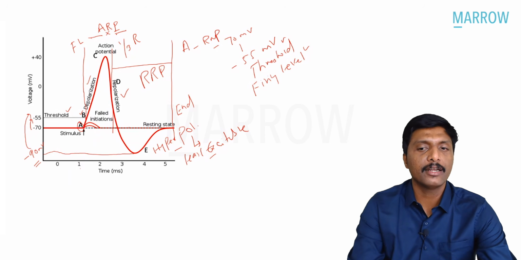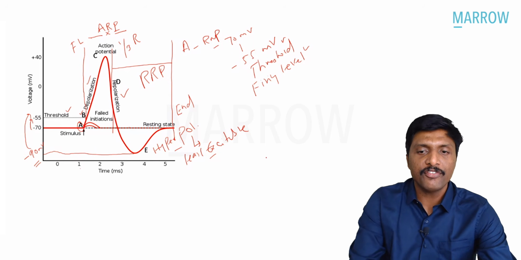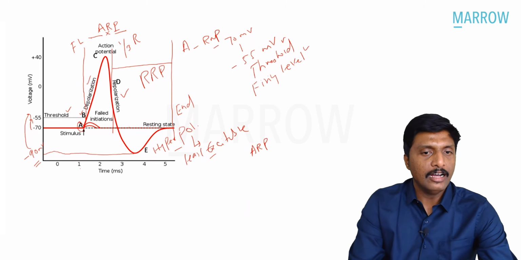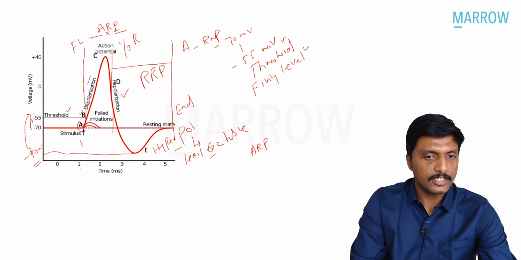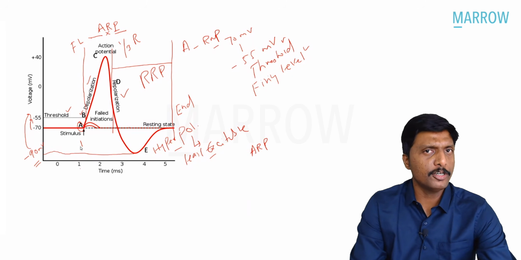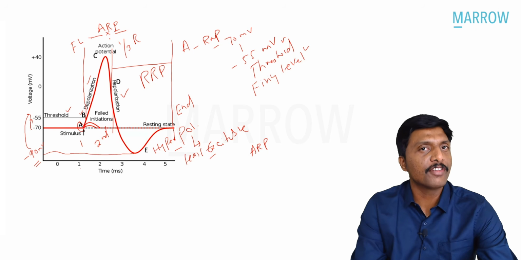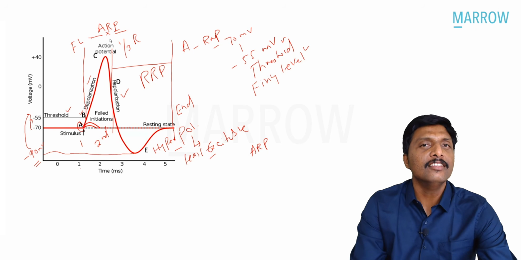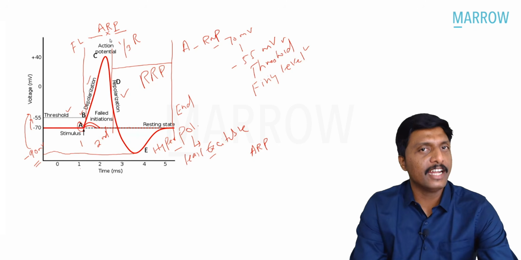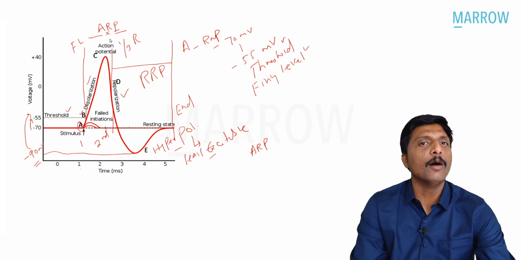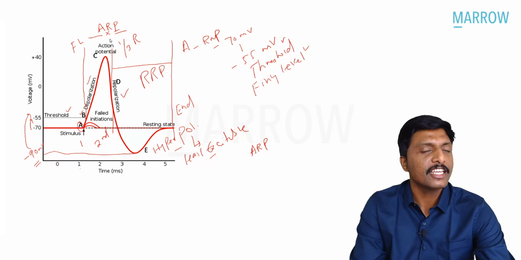Absolute refractory period. This absolute refractory period concept, remember guys, this is the first stimulus I'm giving. In response to that, we are getting an action potential. Suppose I give the second stimulus here during the absolute refractory period, this nerve will not get excited. During the absolute refractory period, if you give the second stimulus, this nerve will not respond.